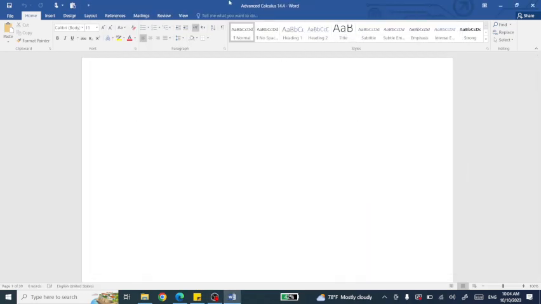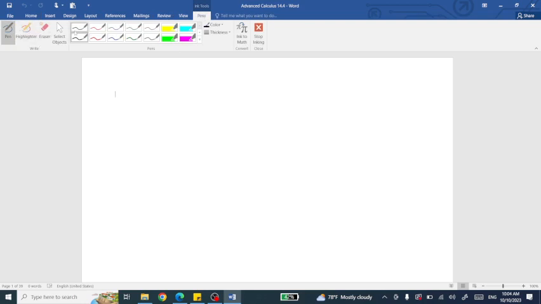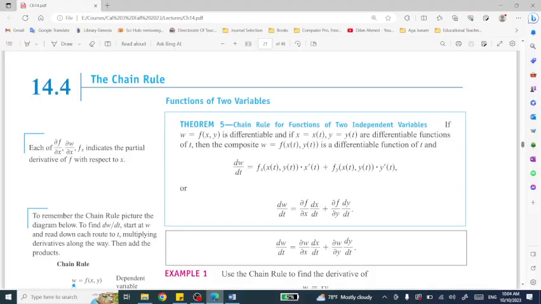Today we are going to talk about the chain rule. The chain of what? The chain of the derivative. So we have section 14.4, I think. Let me check. Yes, we have the chain rule.